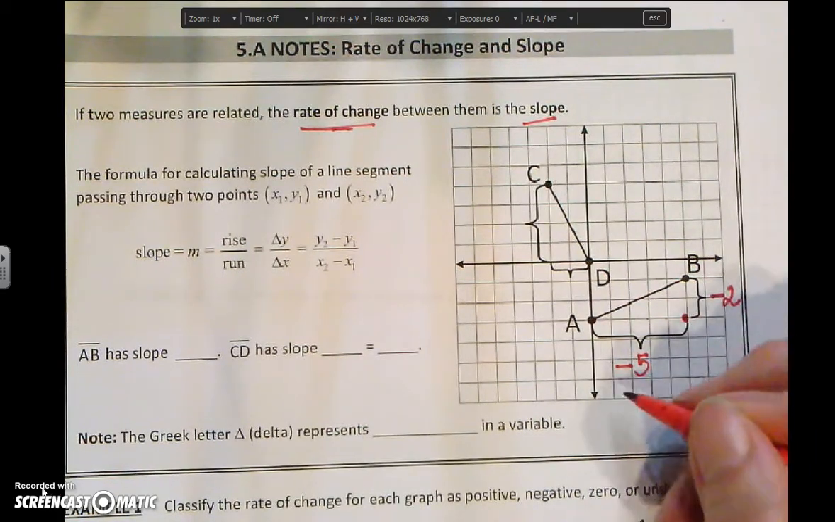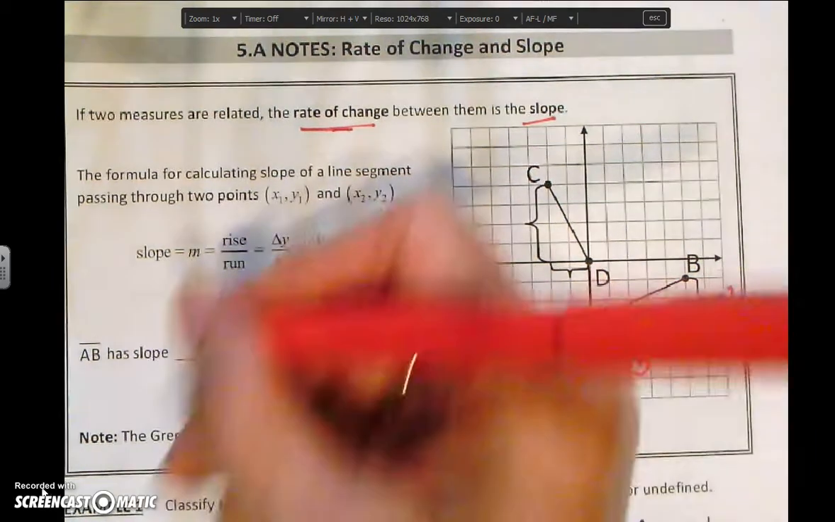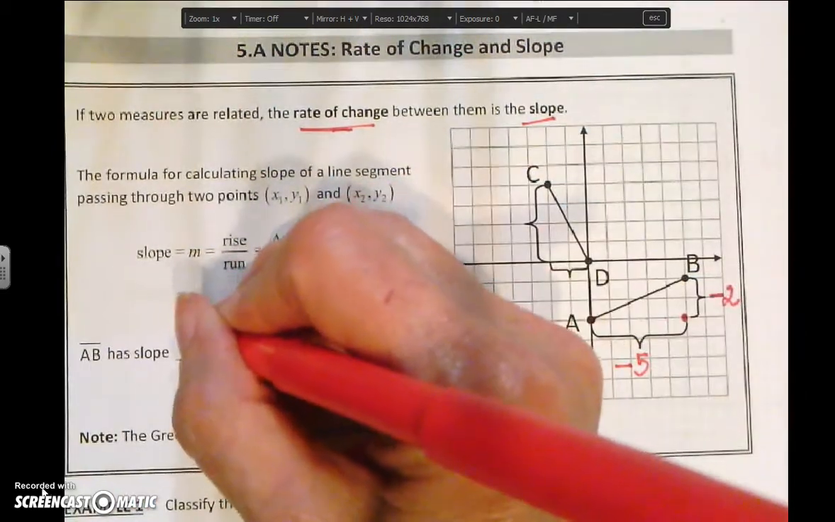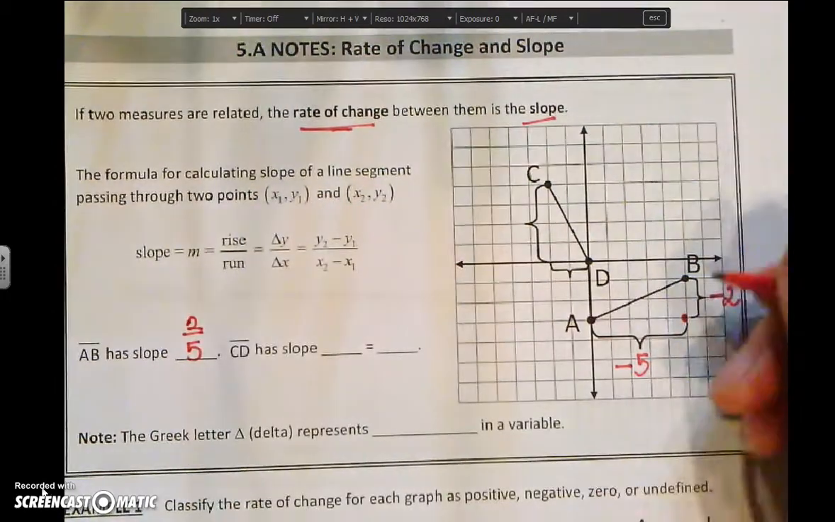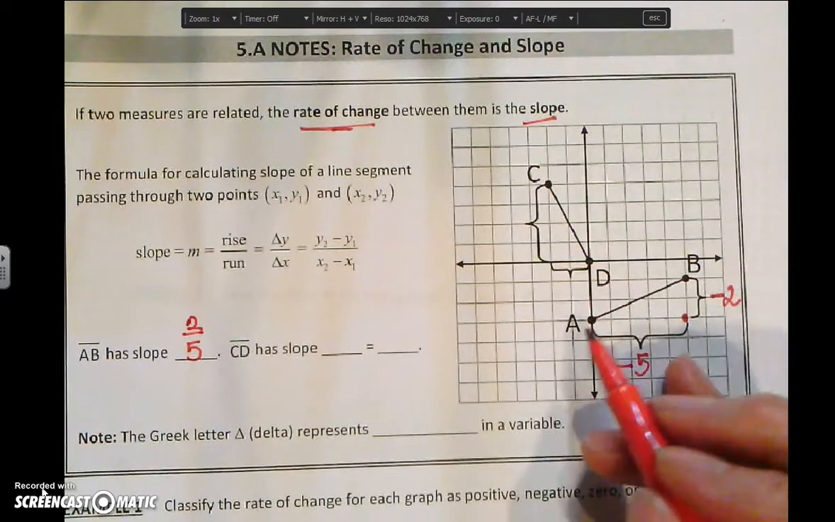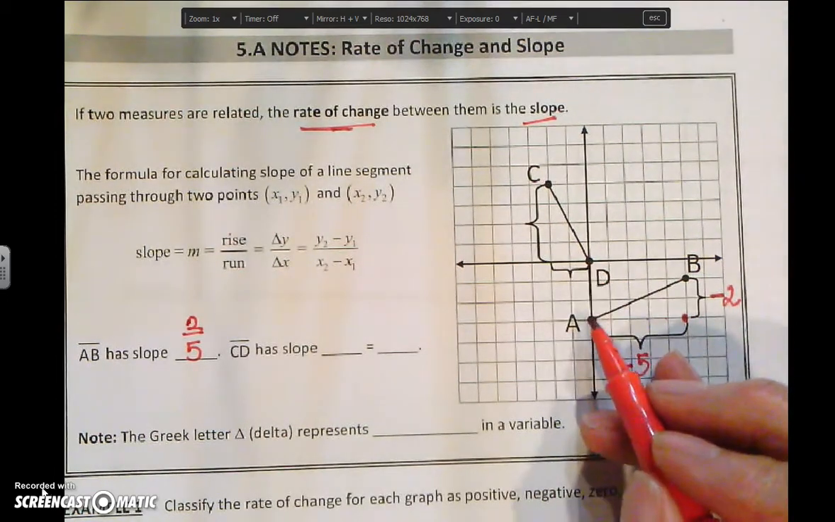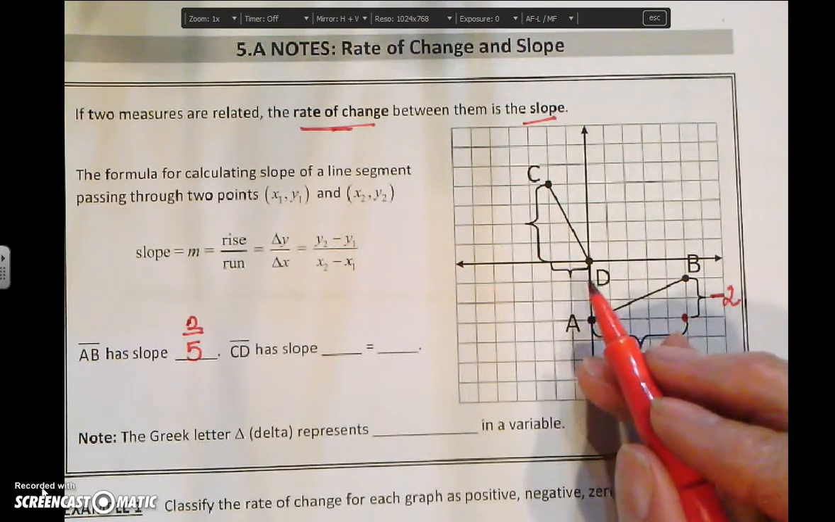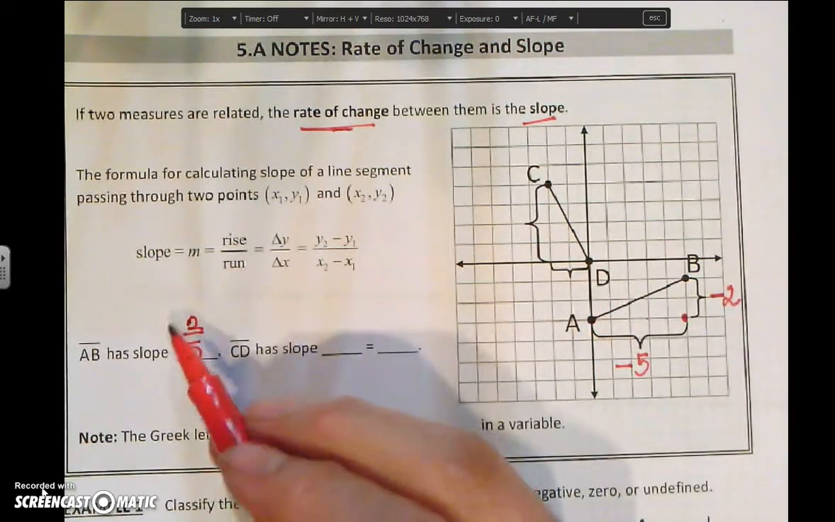And I get negative 2 over negative 5, which simplifies so that rise over run is 2 over 5. I could also have gone right here, going up. I could have gone up 2 and then right 5. That would have been a positive 2 over a positive 5, and I still get 2/5.